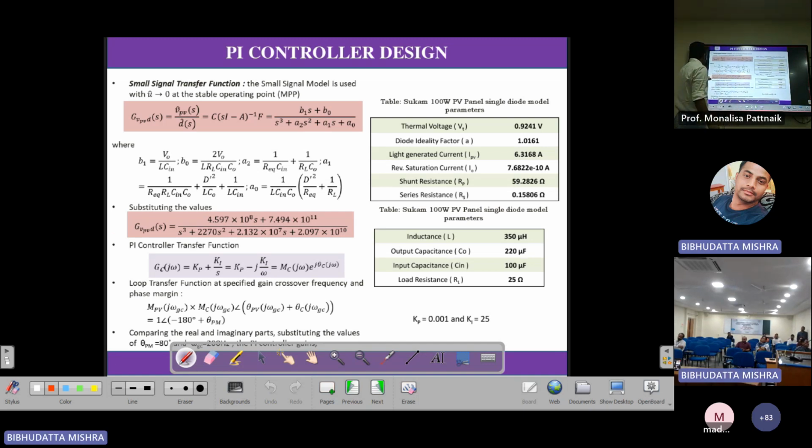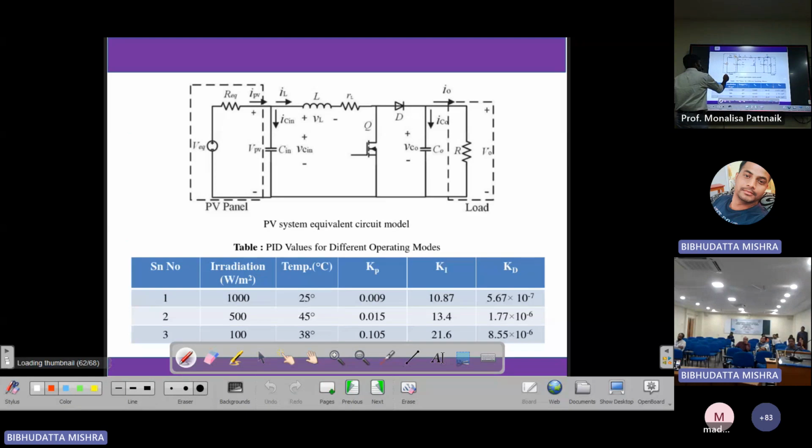And we tested with a boost converter with that 100-watt SUCAM panel, and we got this transfer function. So how do you get the transfer function? Obviously, there is another point I should mention. Now the panel is replaced with the linear model, a voltage source in series with the resistance, and then this is your boost converter.